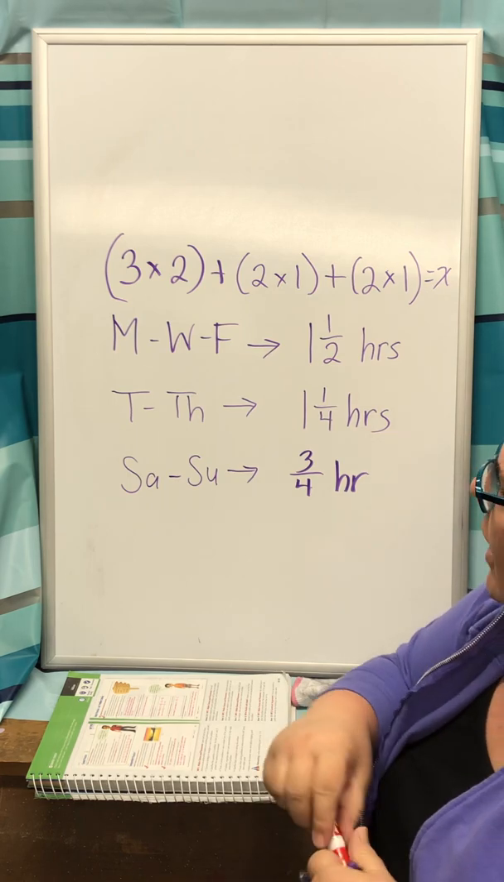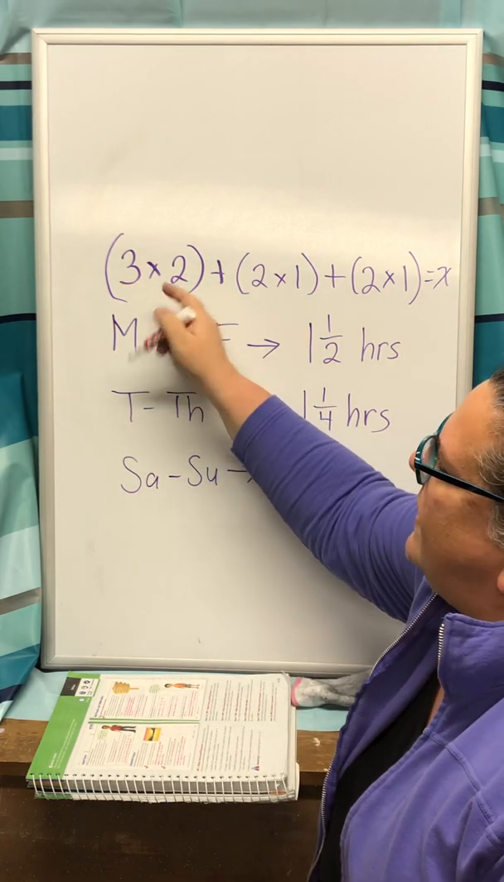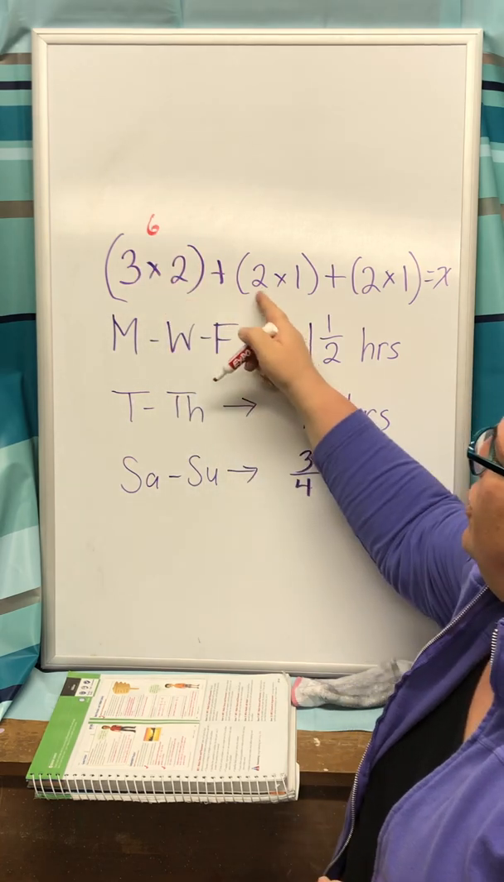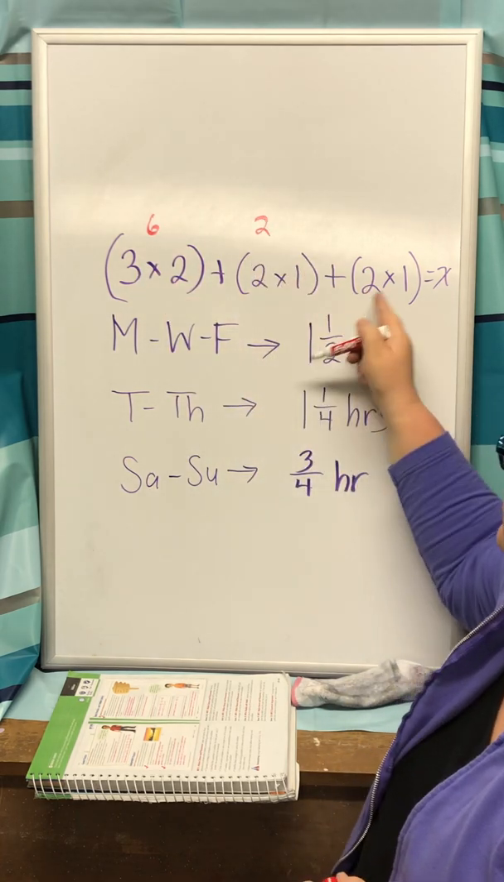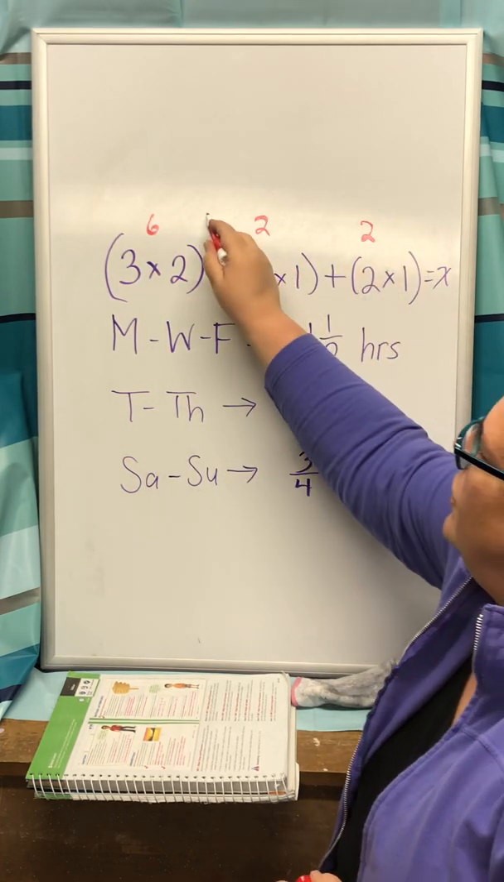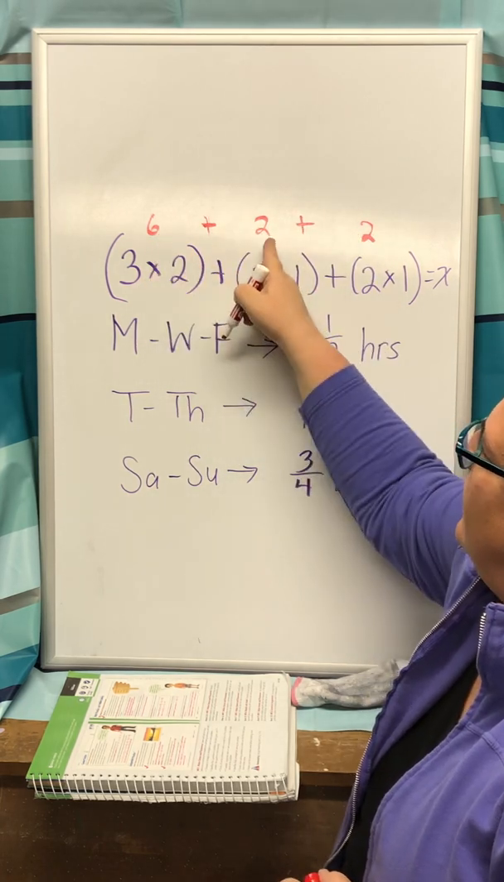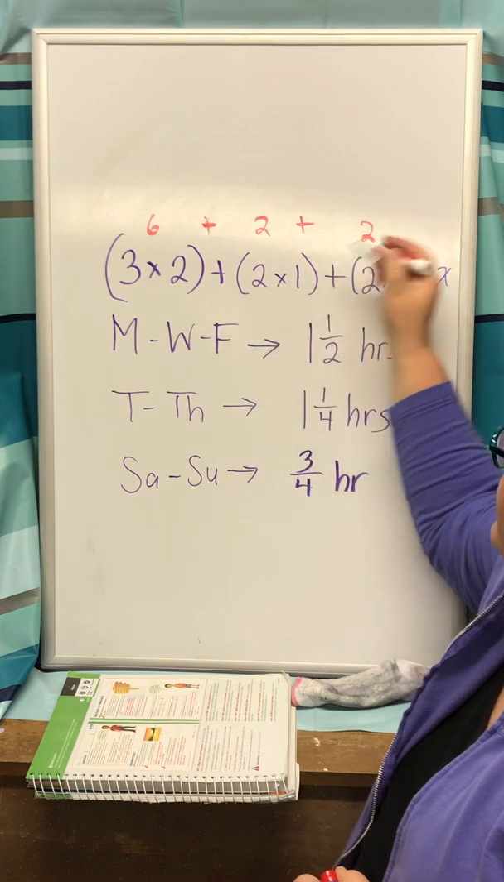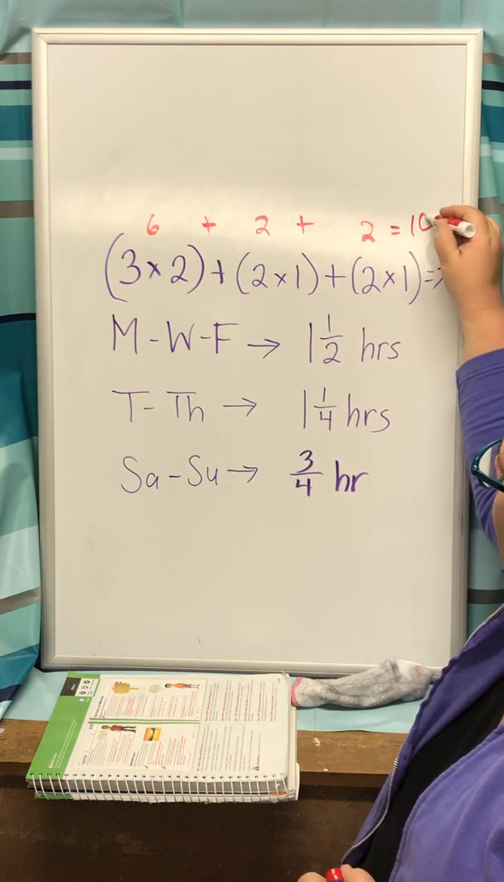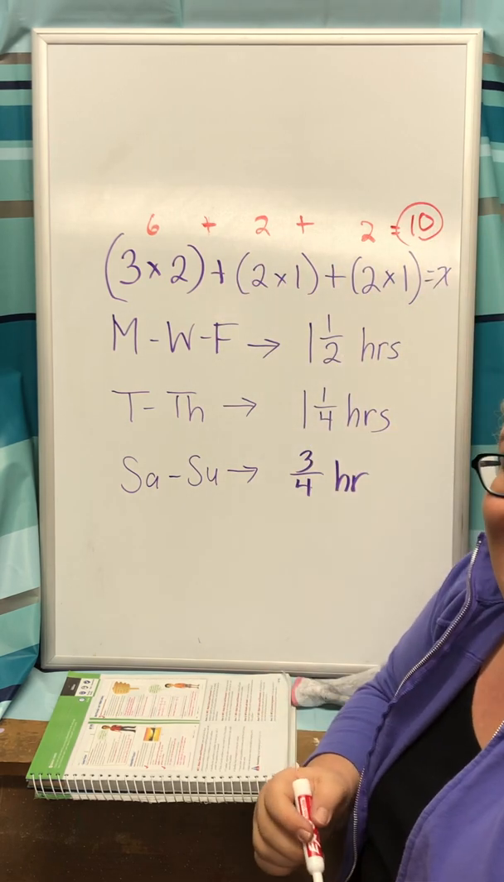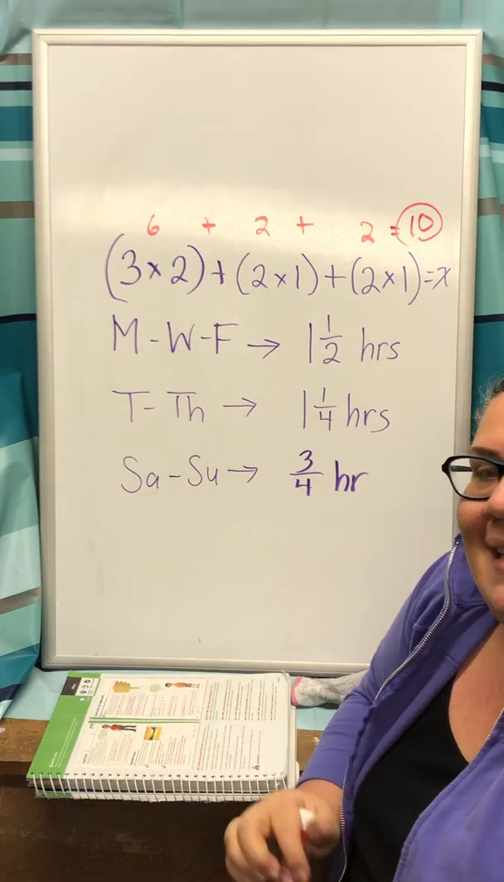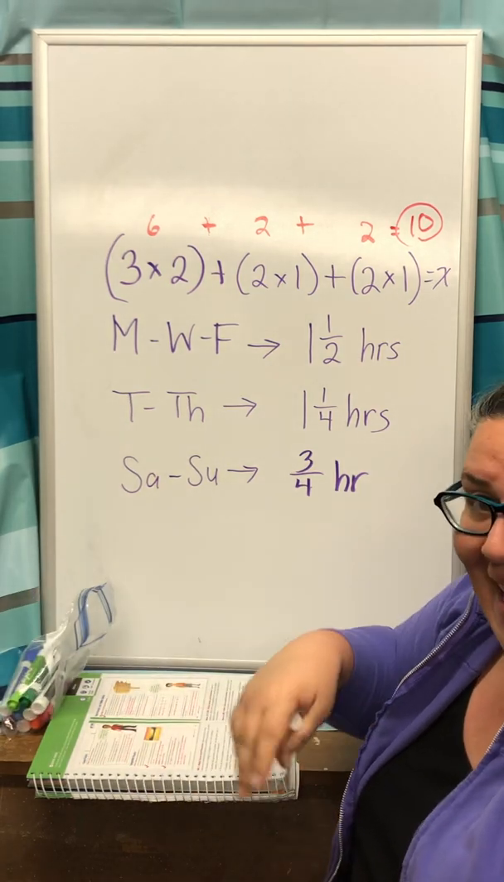So let's take another color here. And I'm going to do 3 times 2 is 6. 2 times 1 is 2. 2 times 1 is 2. So my estimate is 6 plus 2, 8 plus 2, 10. So I know when I do my exact answer, my answer should be somewhere in the neighborhood of 10.